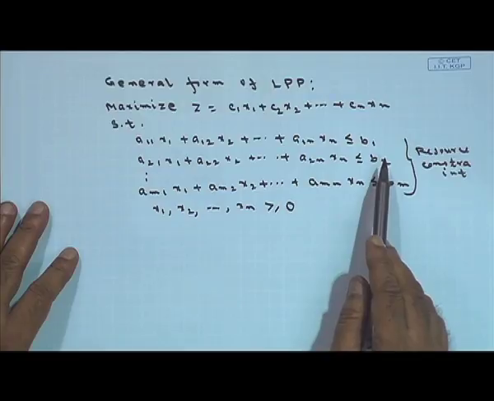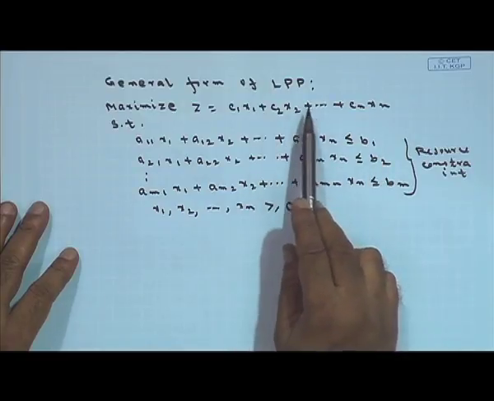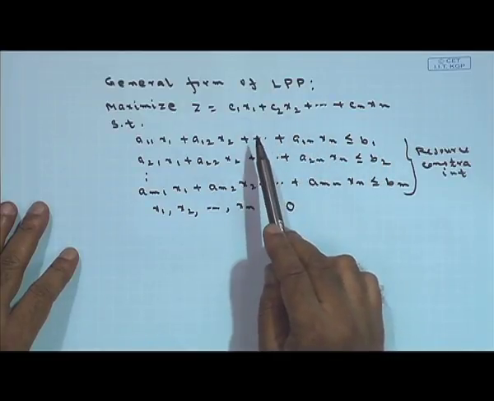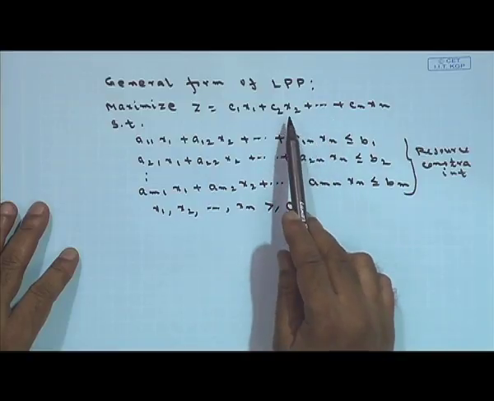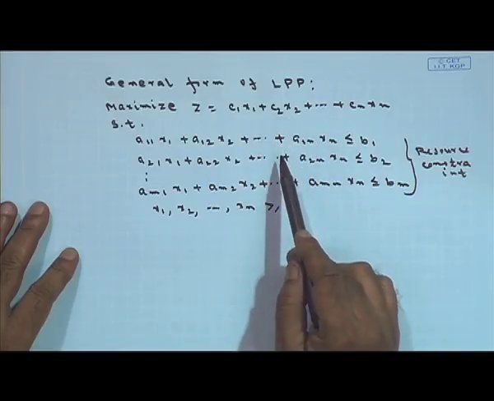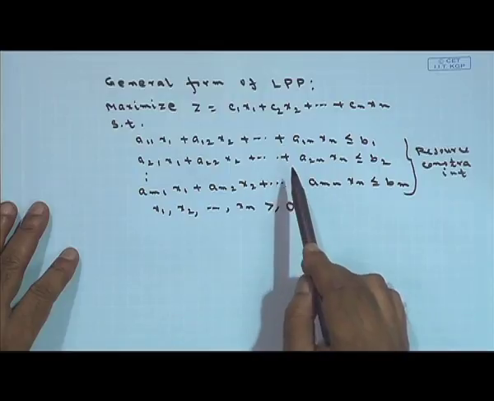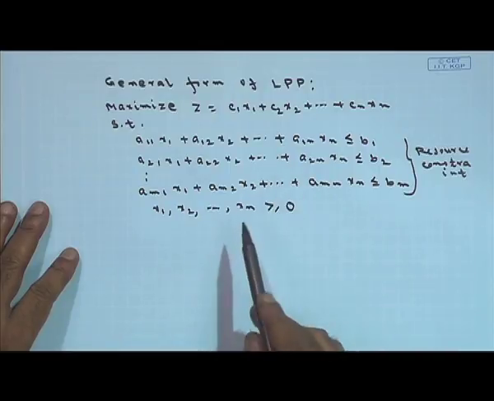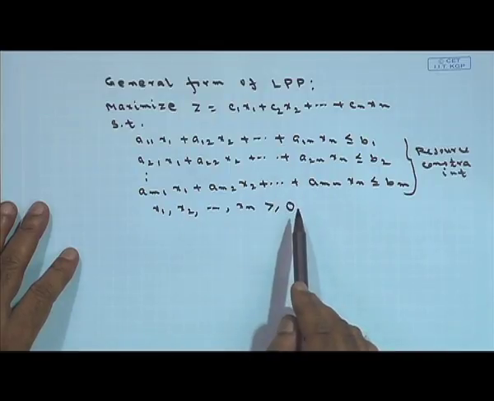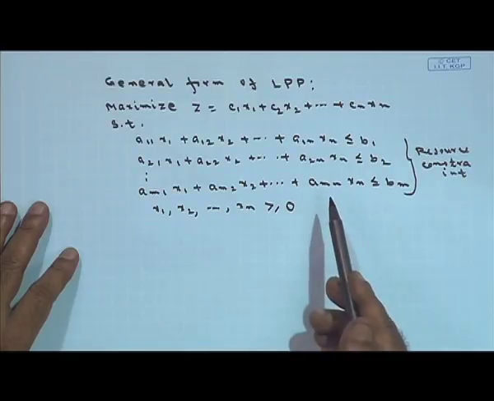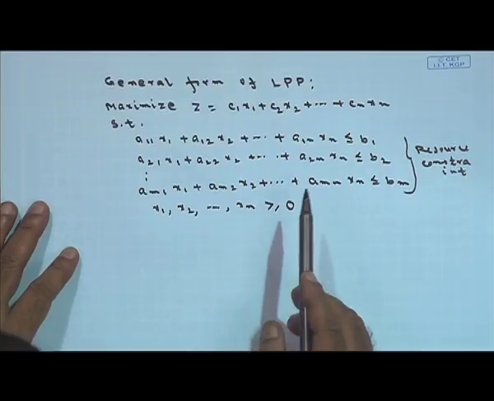Z equals C1 x1 plus C2 x2 plus Cn xn, subject to satisfying certain constraints. And please note that linear programming problem means, from the name itself it is clear, the objective function as well as the constraints will be linear in nature. The variables will be only non-negative, and may be discrete or continuous.